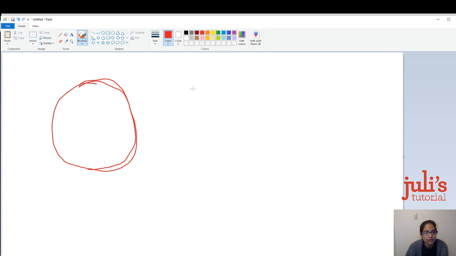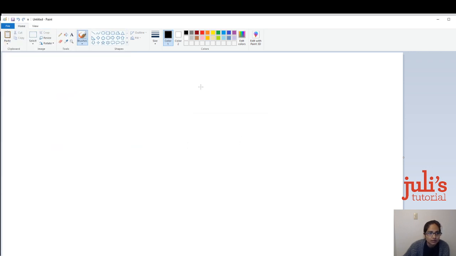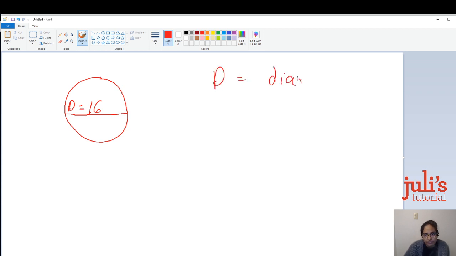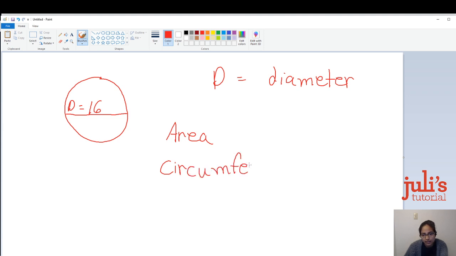Okay, so we have a circle here, terrible circle. I'm going to try to redraw that circle. Okay, and D right here equals 16, where D basically means diameter. And you are finding the area and the circumference. The circumference basically means the perimeter.